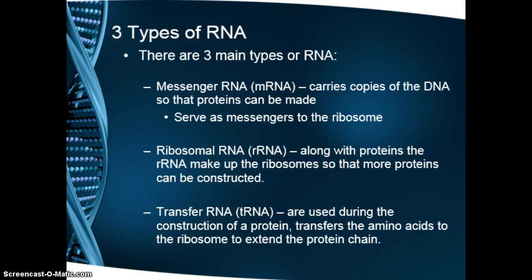We have the ribosomal RNA, which along with the proteins, the RNA make up the ribosomes. So we have this ribosomal RNA along with it that are going to help actually create more of these proteins. And the transfer RNA is used during the construction of the protein, and it transfers the amino acid to the ribosome to the extended protein chain. And I've often heard transfer RNA called translation RNA because it kind of translates this genetic information into the amino acids and the proteins.